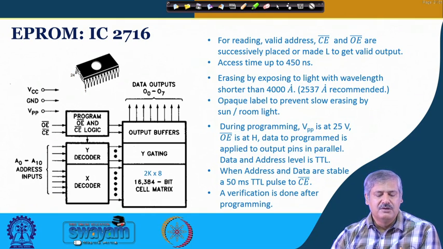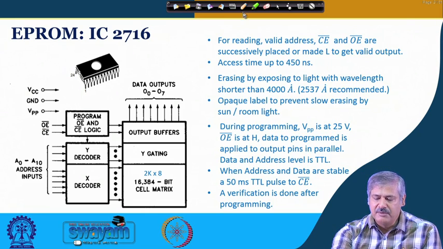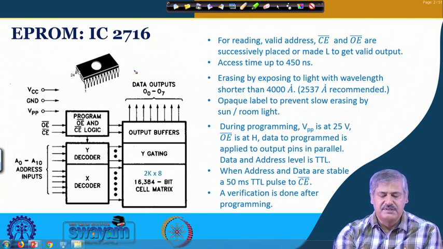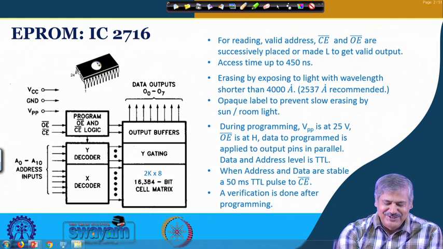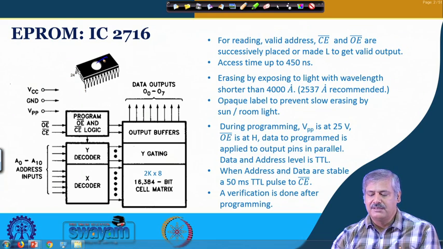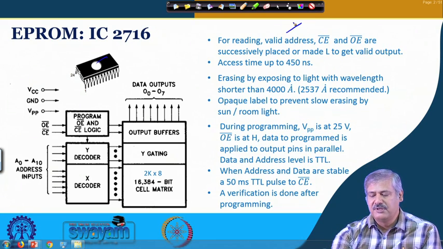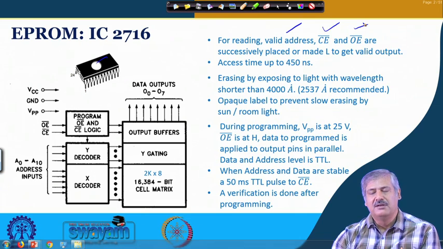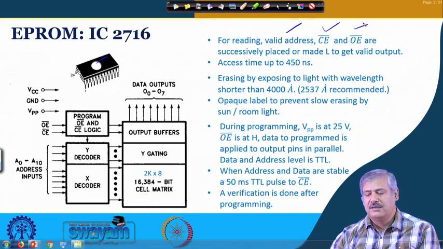To end, we look at one particular EPROM IC which you might be using in the lab, which is IC 2716. It is often used in the digital electronic circuit lab. You can see there is a quartz window over here, so this EPROM can be erased by using UV ray. When you want to read it, first a valid address is put, after that chip enable and then output enable are successively placed, and then the valid output is obtained. Access time can be up to 450 nanoseconds. So, in that sense it is a bit slower.